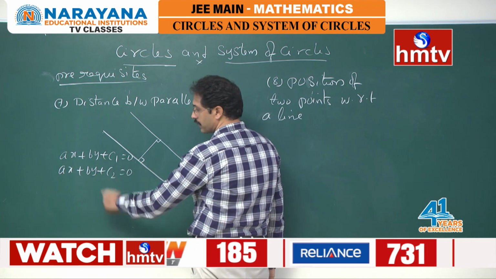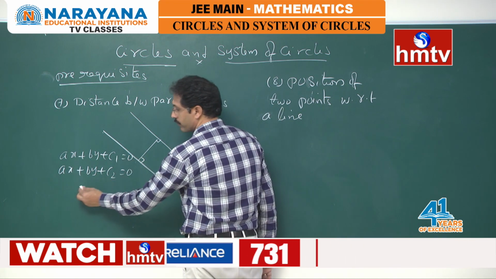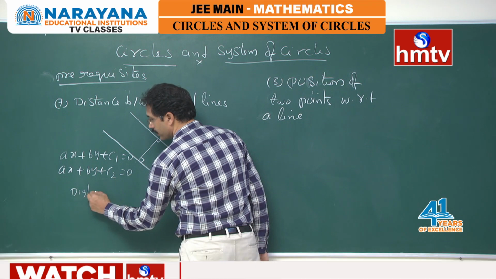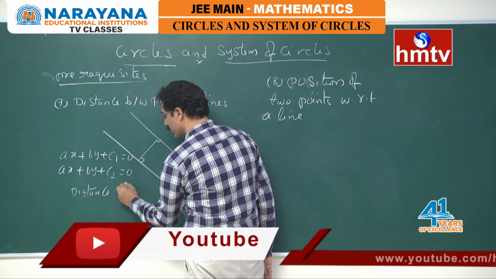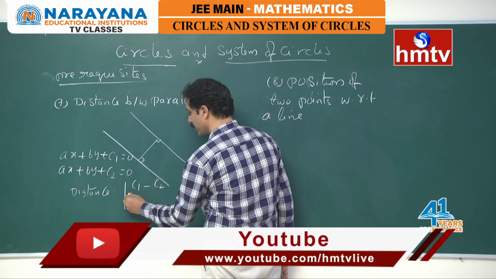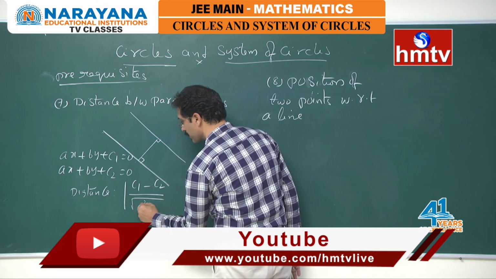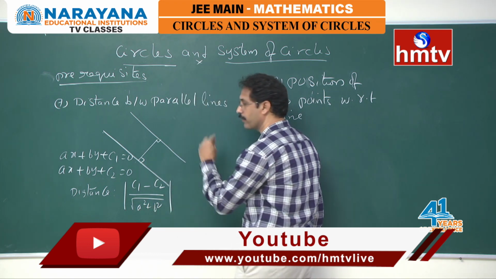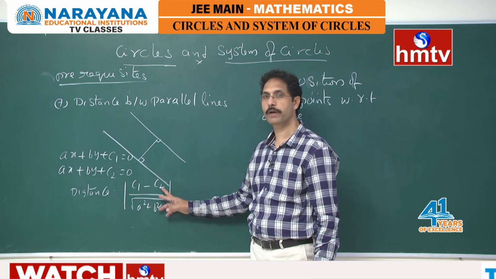Now, to find the distance between them, we always use this result. Distance is equal to modulus of c1 minus c2, divided by root over a square plus b square. This is our formula to find the distance between two parallel lines.